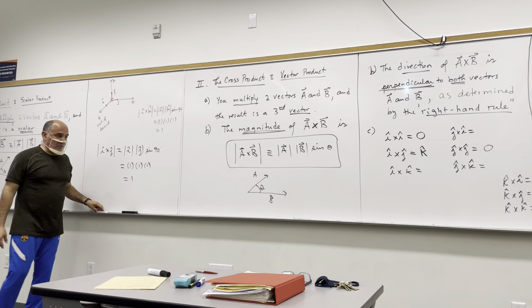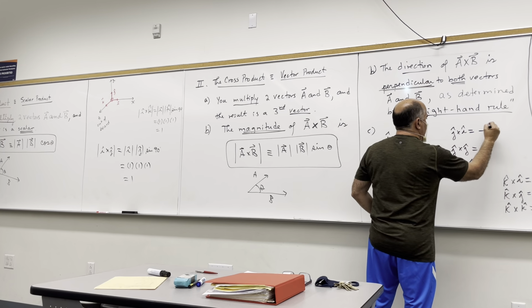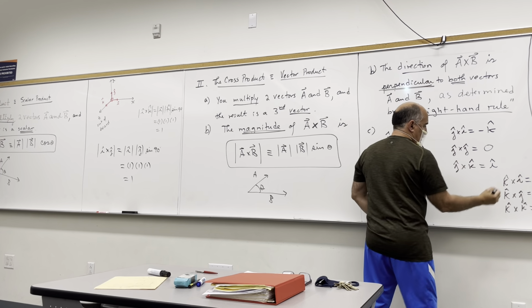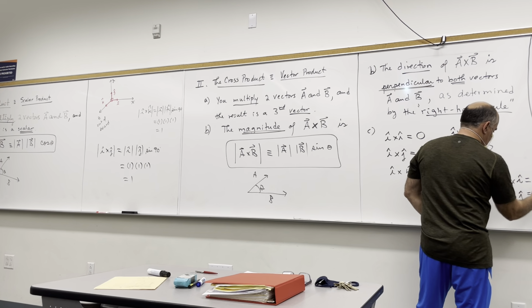And if you do this, this would be minus k hat. This would be I hat. This would be j hat. And minus I hat. When you do all of those.